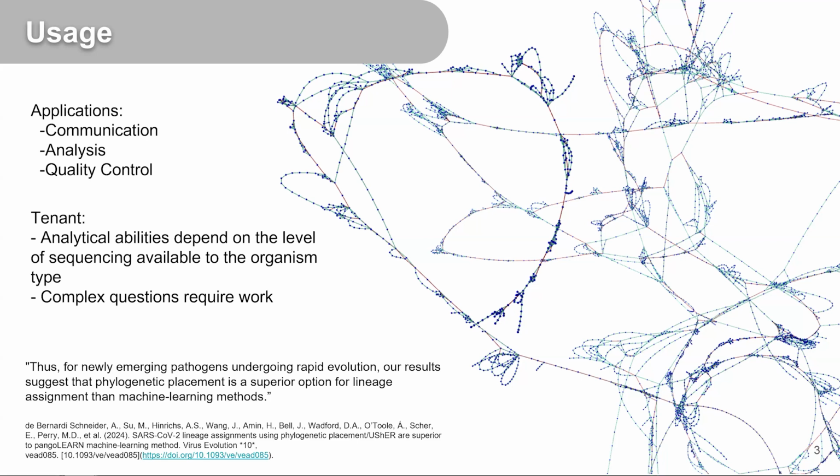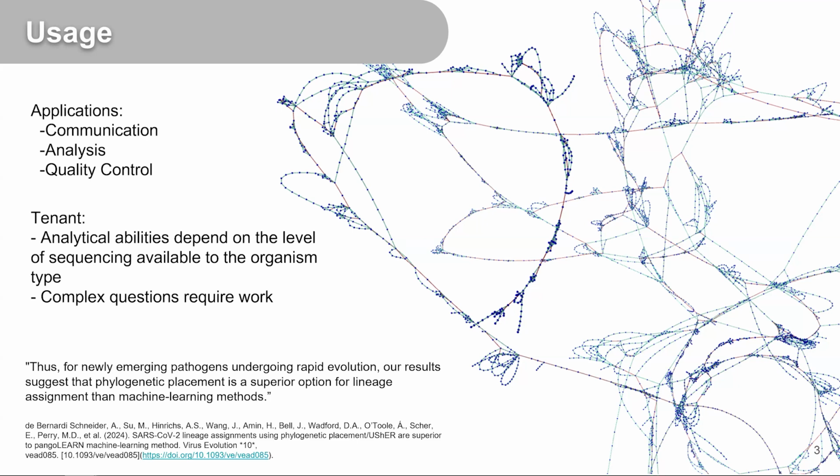I think one tenet that's important here is that the analytical abilities and visualizations that are enabled often depend on the level of sequencing associated with the organism. I think we made that point yesterday with rotavirus and others. And usually complex questions and visualizations actually require work. There's not many tools where you just show up and say, I want to know this, and it magically gives you everything you want. I put this quote down at the bottom because I really liked it. I read this paper last week in trying to get ready for this talk.